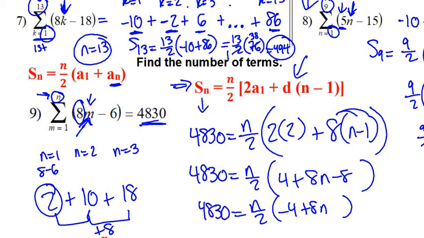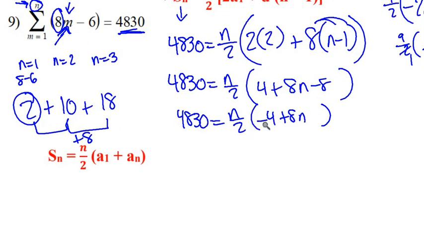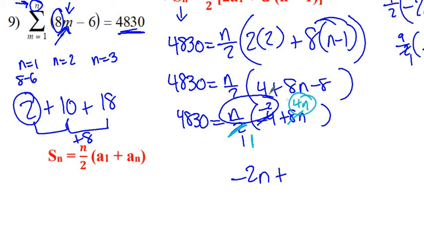And then we can finish this up by distributing the n over 2 to what's inside right there. So if we distribute the n over 2, the negative 4 will cancel with that, leaving us with negative 2. So we'd have negative 2n plus, and then we have to cancel again over here. So 2 goes into itself once. It goes into 8n 4n times, and then we'd have 4n times n, which is 4n squared. And that is still equal to 4830.